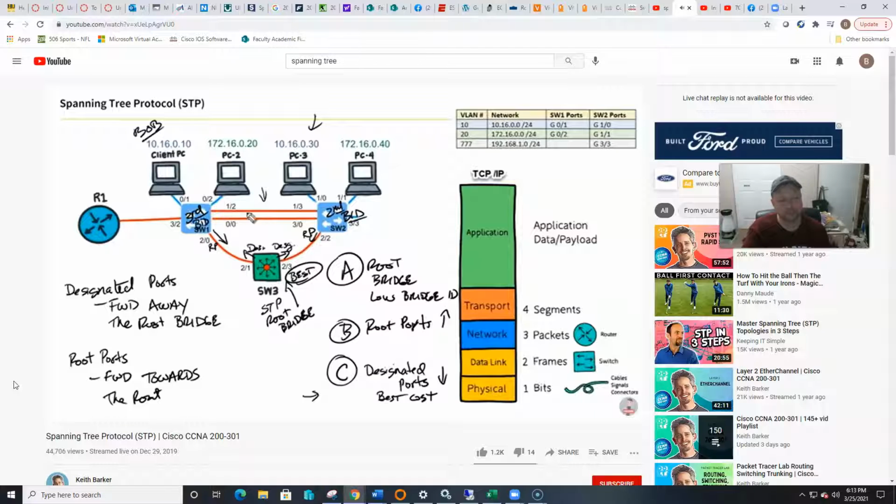What happens is, as far as who gets to be designated for these two segments, if the cost is equal to get to the root, this switch number 2 is going to say, oh, I win because I have a lower bridge ID than you do, all other things being equal. And that would make this port designated, this port designated, and you're only going to have one designated port per segment. And as a result, switch 1 is going to say, oh crap, that means I lost. And it's true.